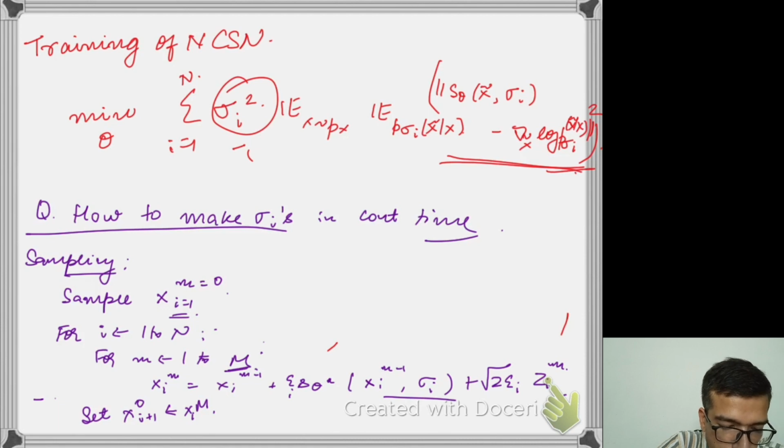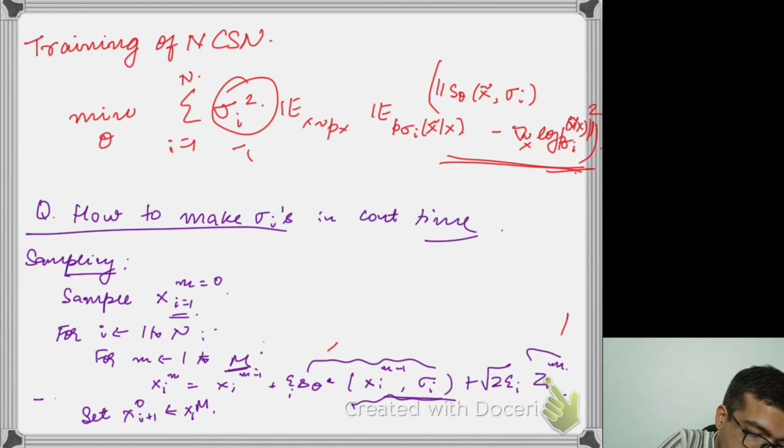So essentially it's Langevin dynamics. We are performing Langevin dynamics with decreasing variances. And if you recall, Langevin dynamics consist of adding a gradient term and then adding Gaussian noise to it. So this is how annealed Langevin dynamics works.